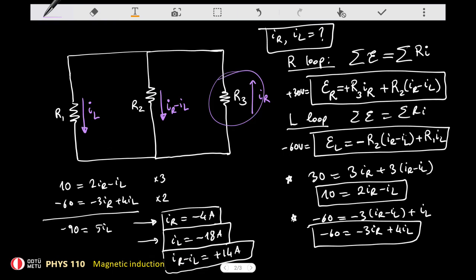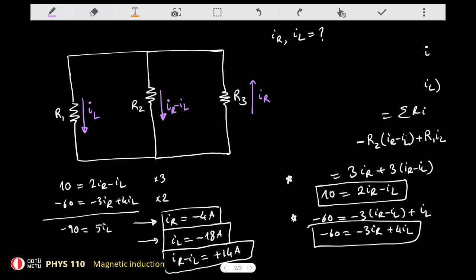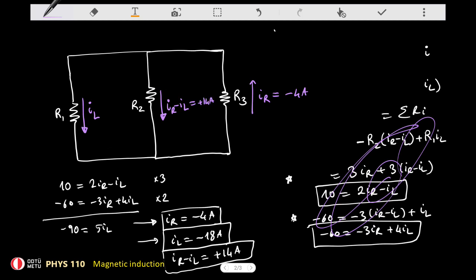So on R3, the current in the upward direction, let me erase this part so that I can write this down clearly, is IR, which is equal to minus 4 amperes. So there is a current flowing in the upward direction which is minus 4 amperes. On the resistor R2, the current flowing down is plus 14 amperes. And on the resistor on the left side, the current flowing down is minus 18 amperes.